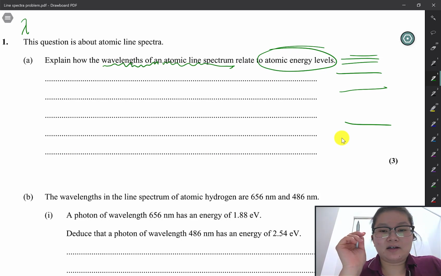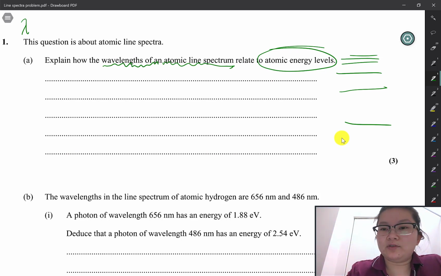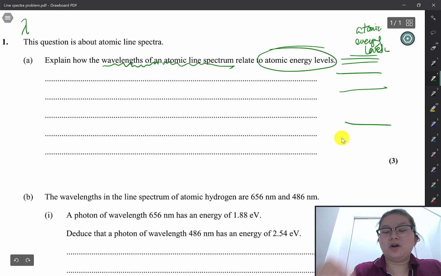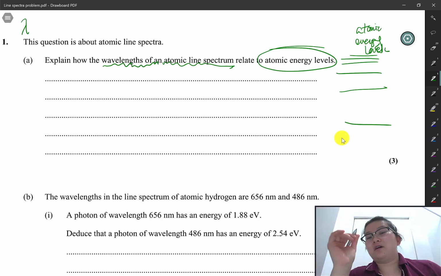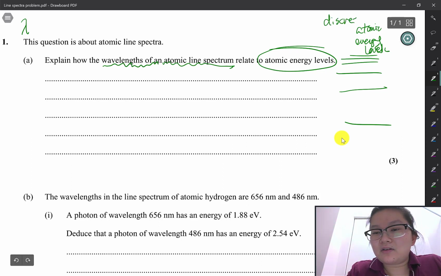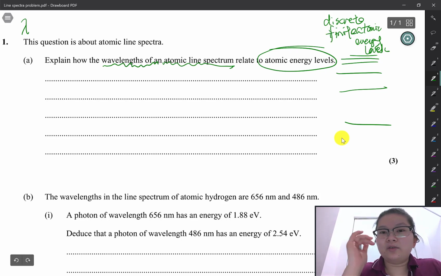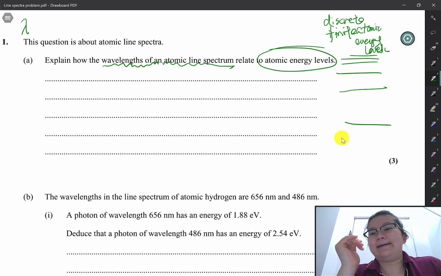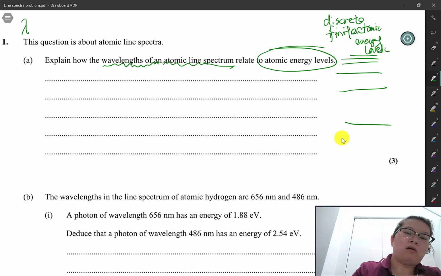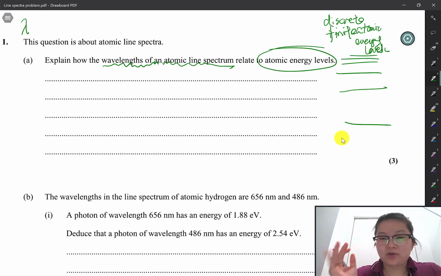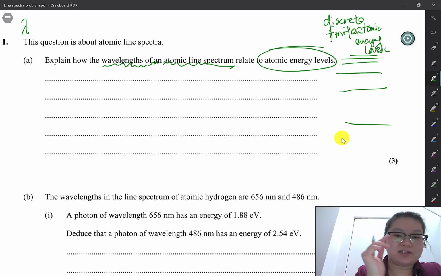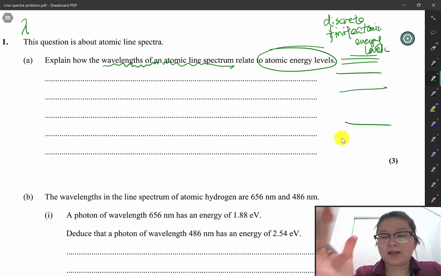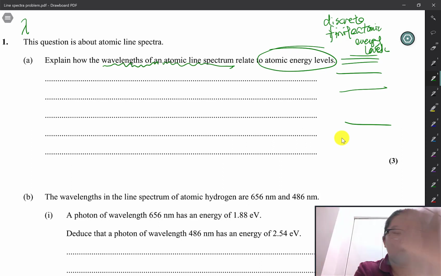So we know that we want to go from wavelength all the way to atomic energy levels. We know that atomic energy levels are discrete, and they're also finite, meaning that there's only specific jumps that the electrons can make, so that would correspond to only specific wavelengths on a line spectrum. So notice how when I'm thinking about this, I'm going from my final point and I'm working backwards.